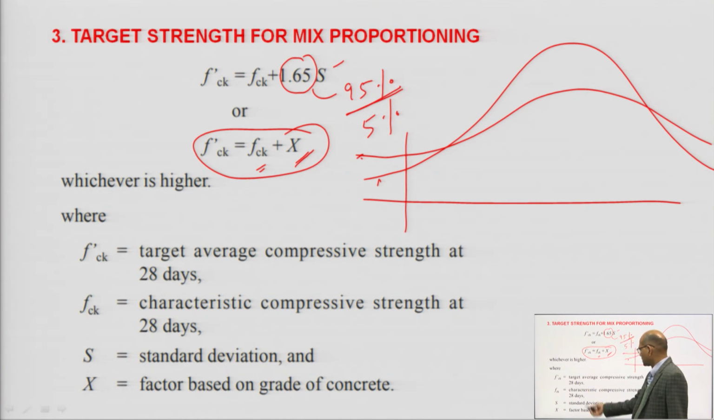This has been written here: f'ck is the target average compressive strength at 28 days, fck is the characteristic compressive strength at 28 days on a cube of size 150 mm by 150 mm by 150 mm, s is the standard deviation, and x is a factor based on the grade of concrete. So, this value of the standard deviation, if you do not have the initial data, because for the contractor you do not have their previous record.